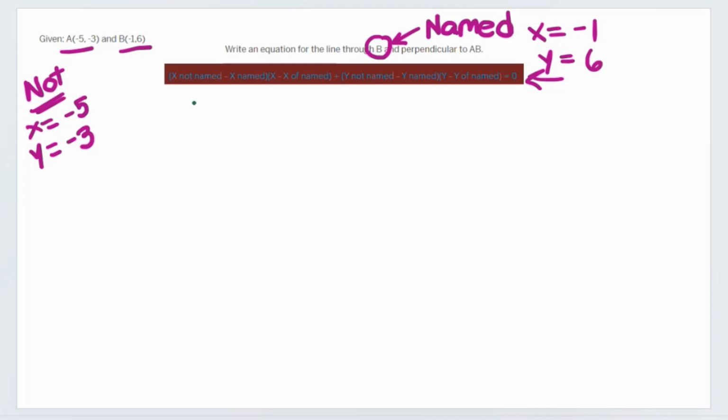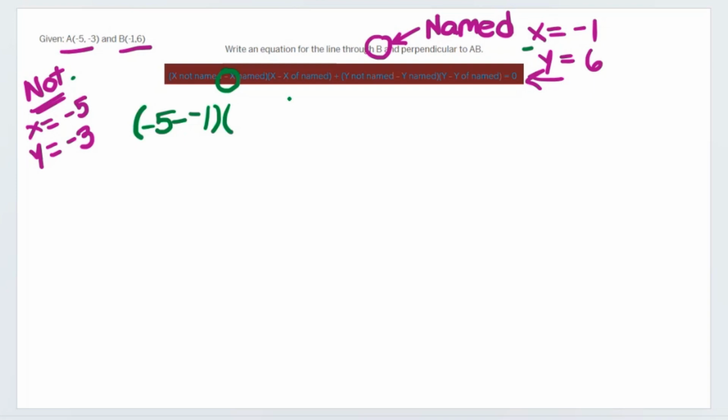All right, it starts with the X of the not named point. So not named, it's over here. The X, that's -5. Minus the X of the named point. That's over here, that's -1. And if you notice, I put a minus and a negative. Minus is part of the formula, so that has to be in there. And then the X value has a -1, so I have to also put that.